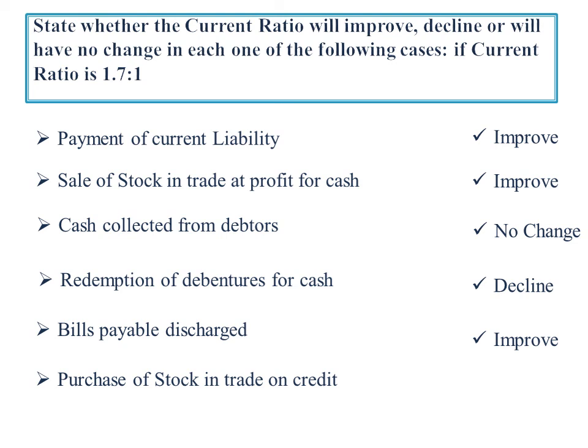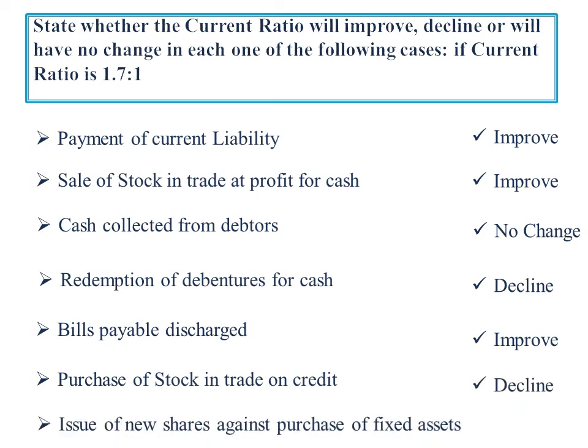Purchase of stock in trade on credit. Both the current assets and current liabilities are increased by same amount, so ratio will decline. Okay, last transaction is issue of new shares against purchase of fixed assets. So shares are part of long term liabilities and fixed assets are part of long term assets. Therefore both current assets and current liabilities will remain unchanged, there won't be any change, so ratio will remain unchanged.